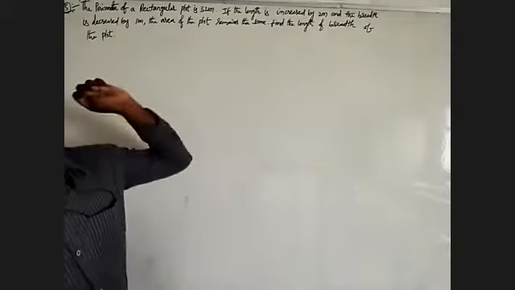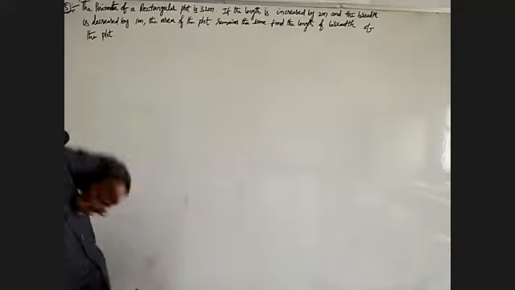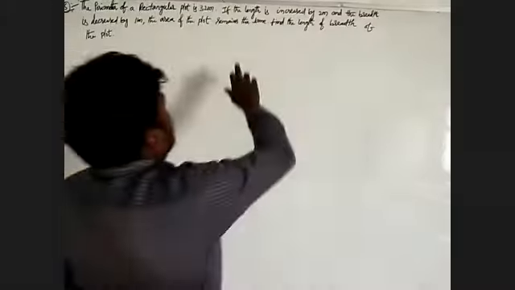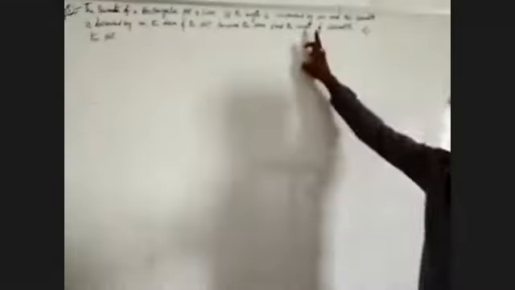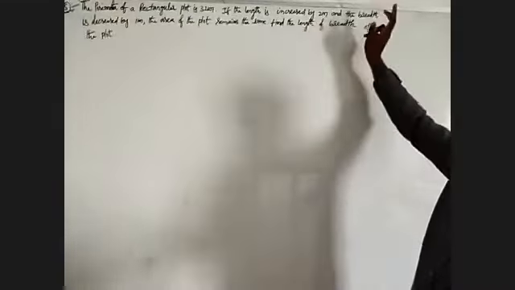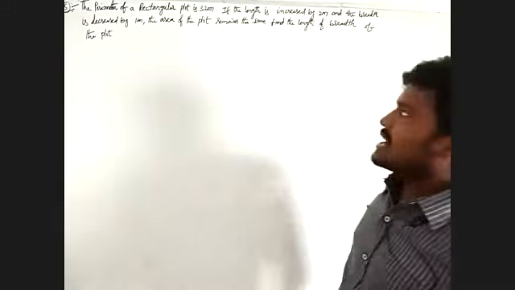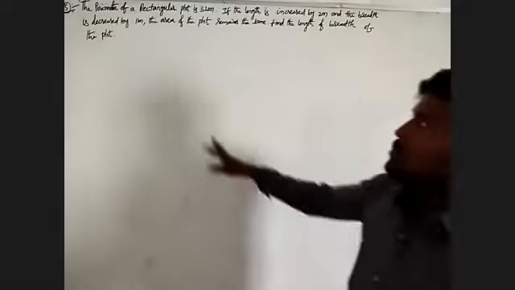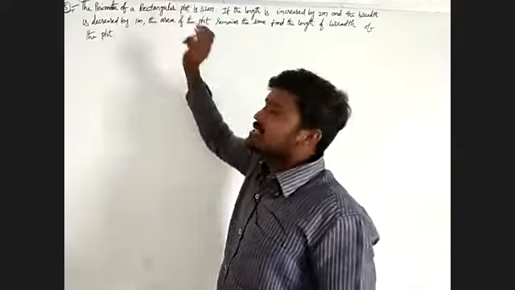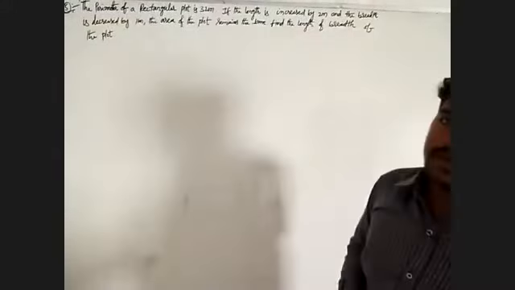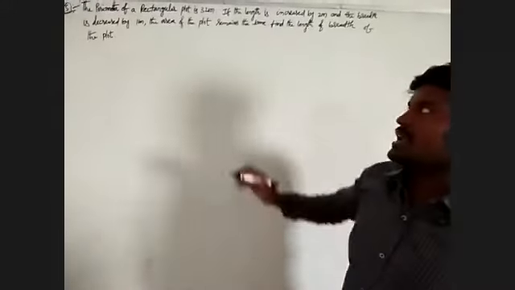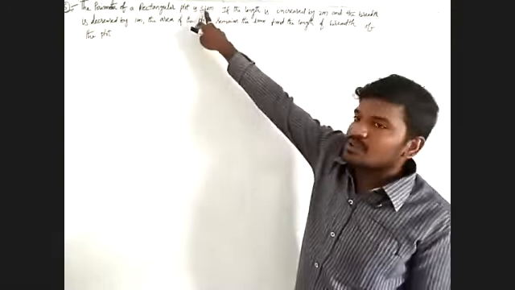Listen, what is given in this problem? The perimeter of a rectangular plot is 32 meters, and also if the length is increased by 2 meters and the breadth is decreased by 1 meter, the area of the plot remains same. First, the perimeter of a rectangular plot is 32 meters given. That means for the perimeter of a rectangle we have to take 2 of L plus B is equal to 32 meters.